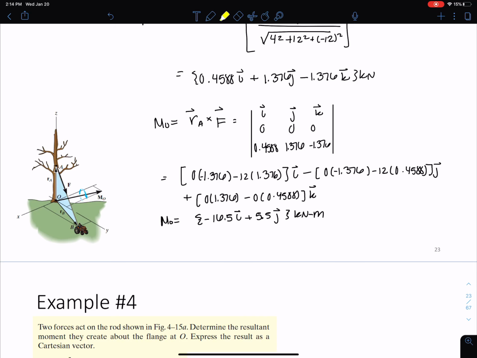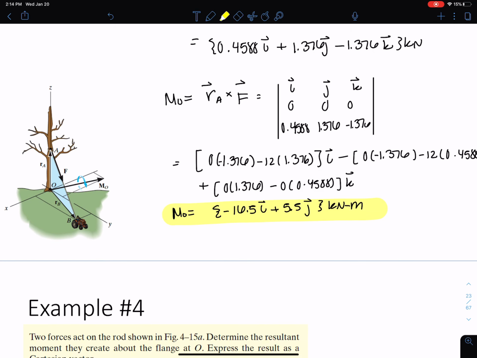Okay. Remember, this is a picture of my MO. My MO acts perpendicular to the plane that contains the F, RA, and RB vectors, right? That's according to the right-hand rule and according to the cross product. So MO acts at I and J, perpendicular to the plane that contains F, RA, and RB, which is basically then the K. Okay?